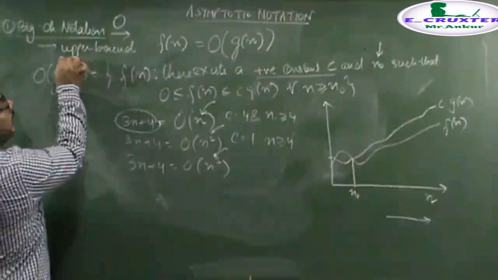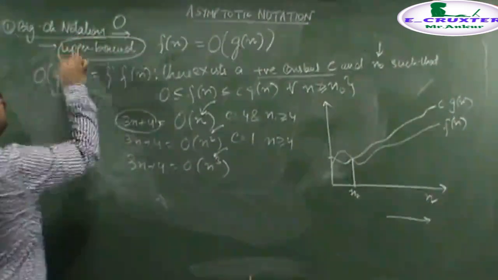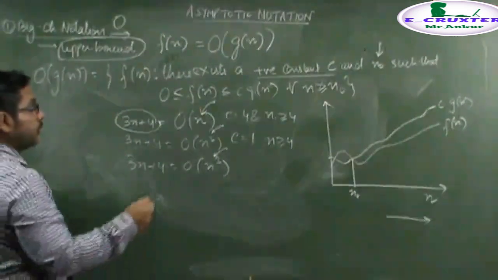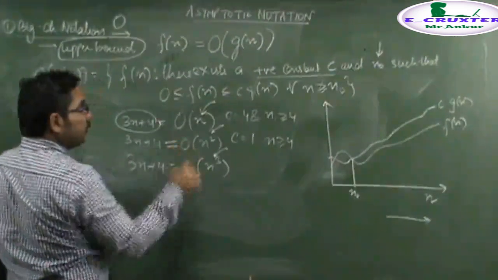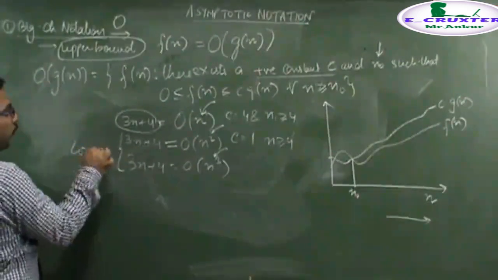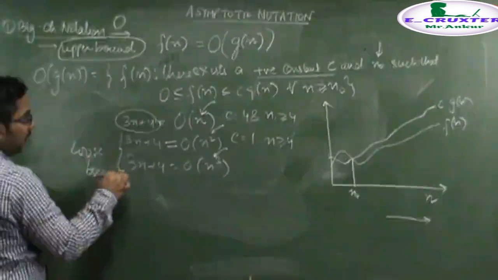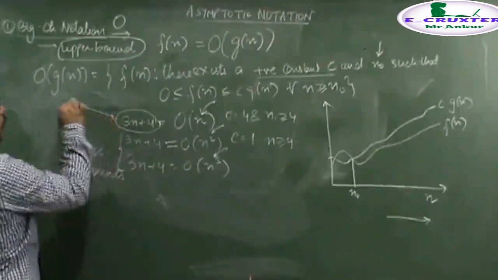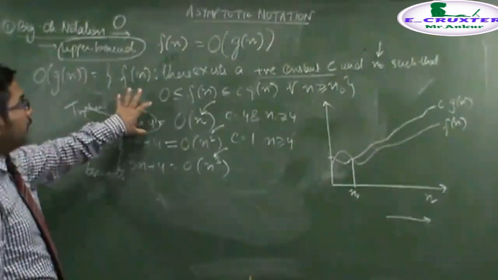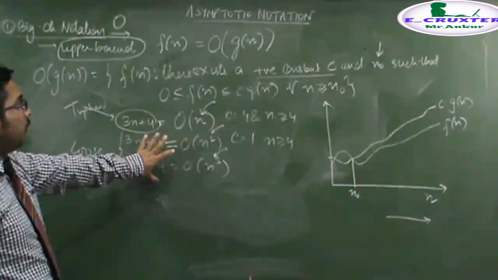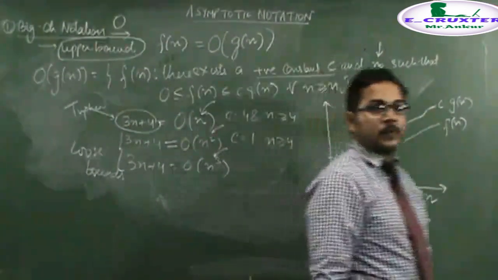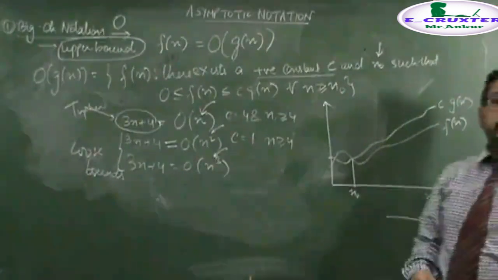Big O notation basically tells the upper bound. It does not tell how tight or loose the bound is. If I take this equation, then these are known as loose bounds, and this type of bound is known as the tighter bound. I will say that this is the asymptotically tight upper bound, and these are asymptotically loose bounds.